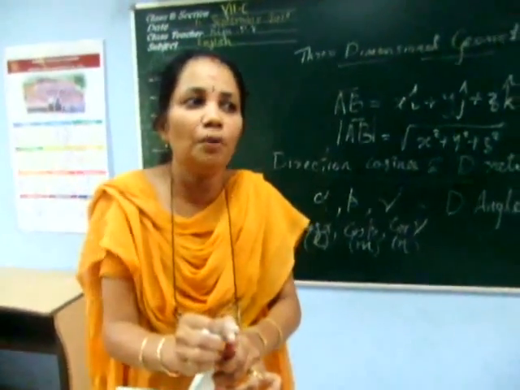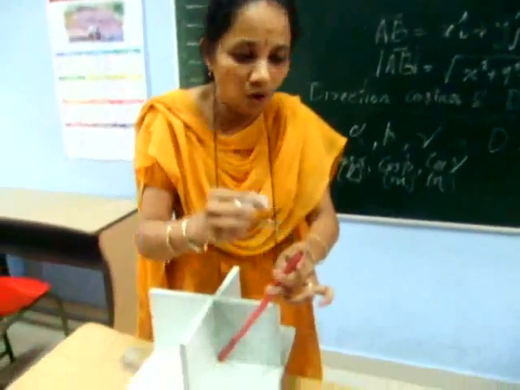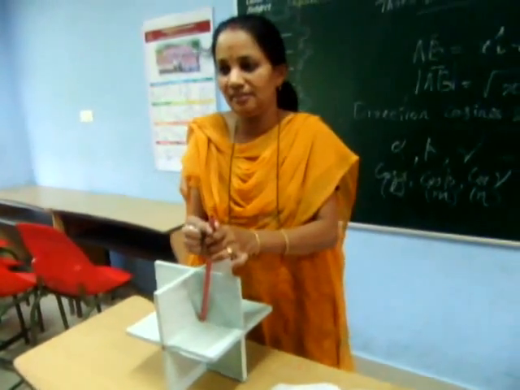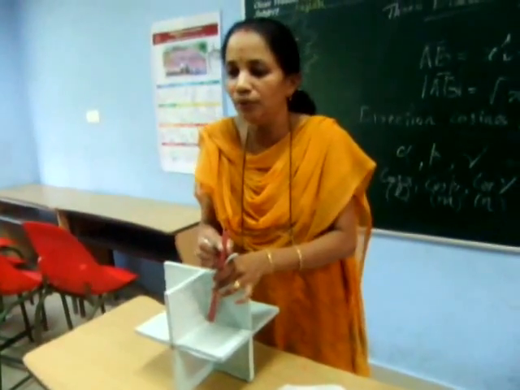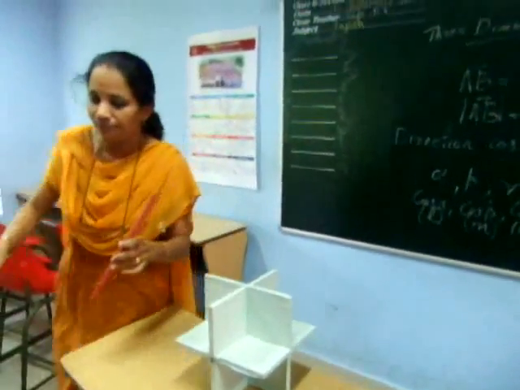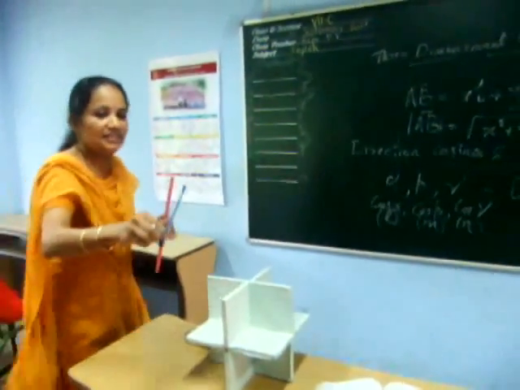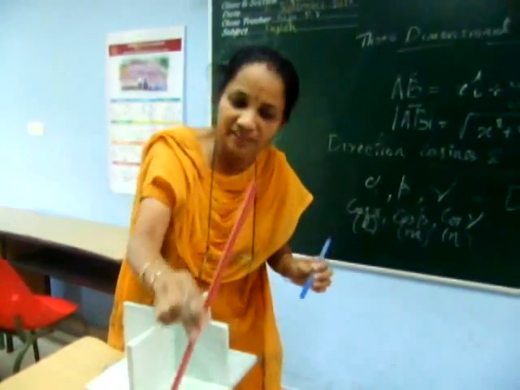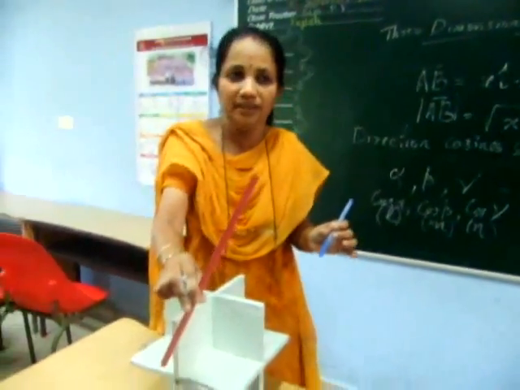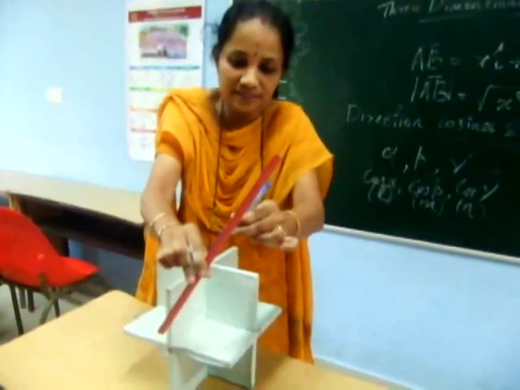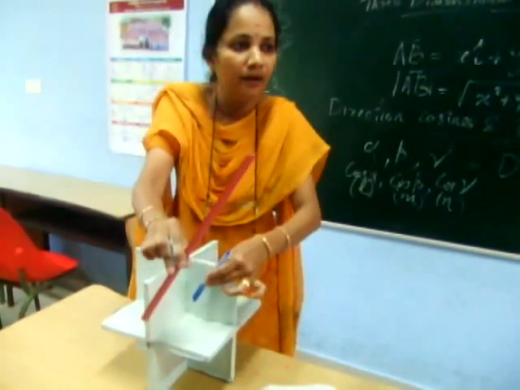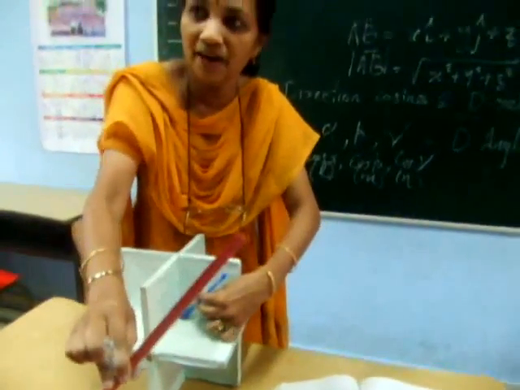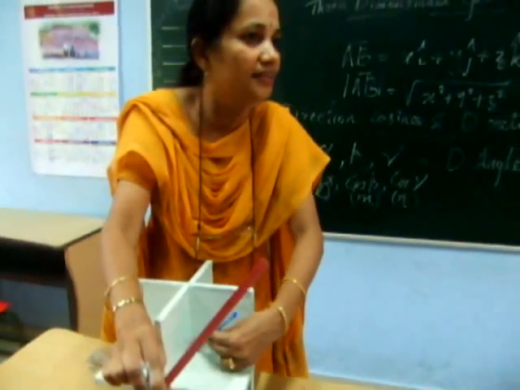Suppose the line is not passing through the origin. Now how will you find the angle between the line and the positive direction of x-axis? Suppose this is the straight line, anywhere in space, in any octant. But you can consider a parallel line passing through the origin, like this.